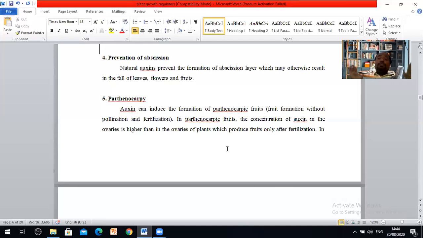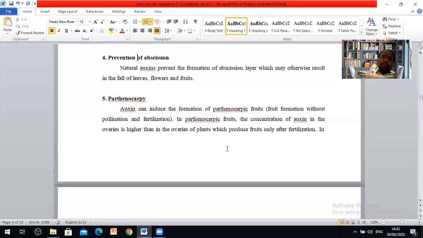So this process of abscission, or formation of the abscission zone, is inhibited in the presence of the hormone auxin. Natural auxin prevents the formation of the abscission layer, which may otherwise result in the falling down of the leaves, flowers or fruits.